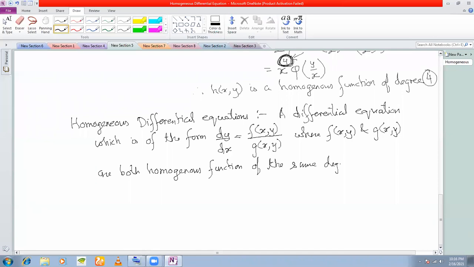Okay, so any differential equation which can be expressed in this form, dy dx is equal to fxy by gxy, where fxy is a homogeneous function of a certain degree and gxy must also be a homogeneous function of the same degree as fxy. That means that the degree of fxy and the degree of gxy must be equal for us to solve this. Okay, so we will take an example of a differential equation. We'll start with a very simple example.